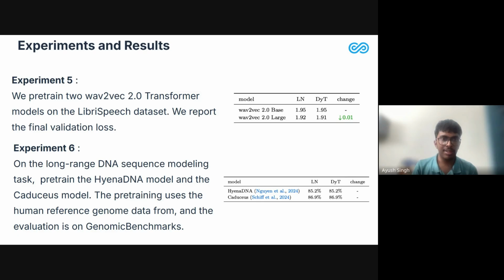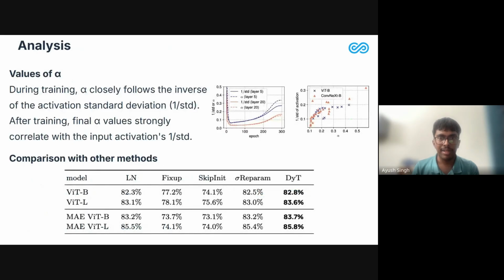Similarly for the Hyena DNA model, there are DNA sequences and attention, and it tries to predict the next DNA sequence. In both of these, they found the models performed consistently close to each other.